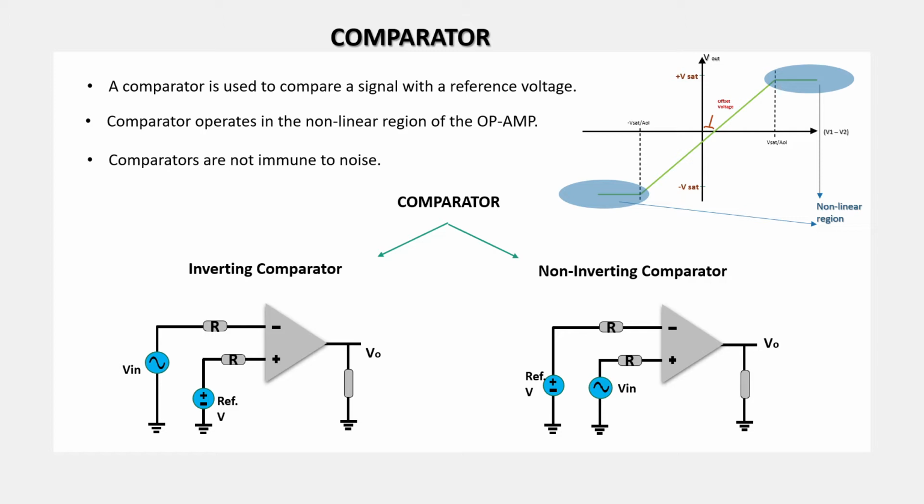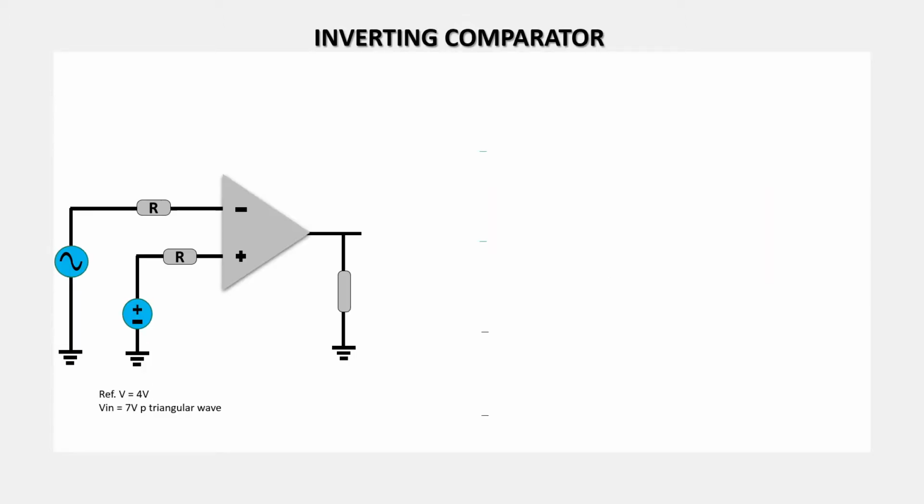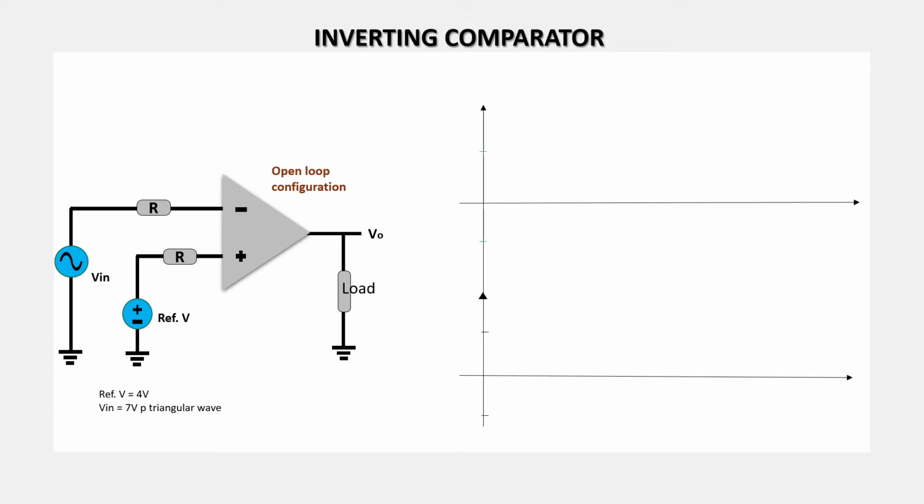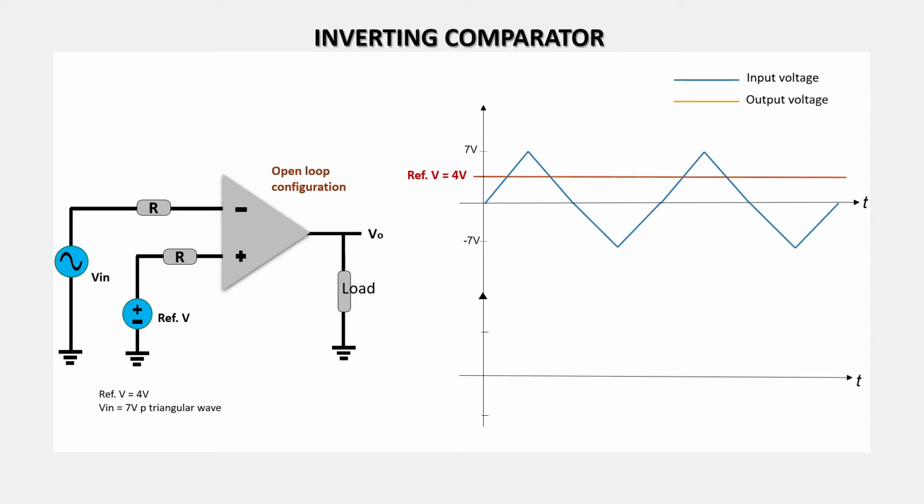Okay, now let's see the working of the inverting comparator. To understand the working clearly, let us take V reference equal to 4 volts and input voltage as a 7 volt peak triangular voltage waveform. Comparators are always operated in open loop configuration. Now let us draw the input waveform. Next we will draw the reference voltage, 4 volts. To draw the output waveform, let us mark the points where the input voltage and reference voltage intersect. So there are 4 intersection points. Now let us draw perpendiculars from the points.